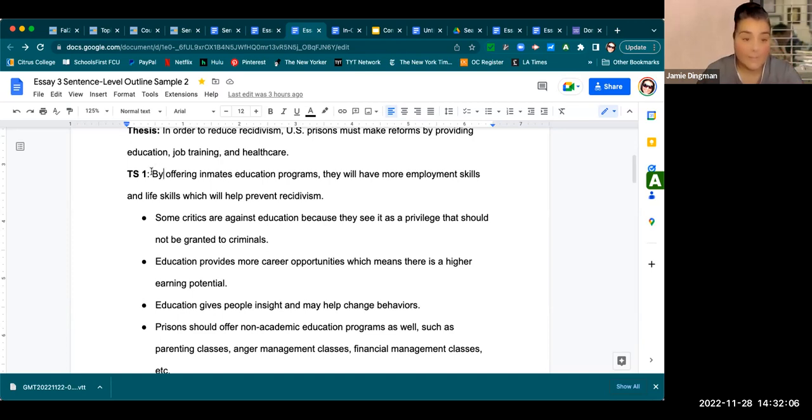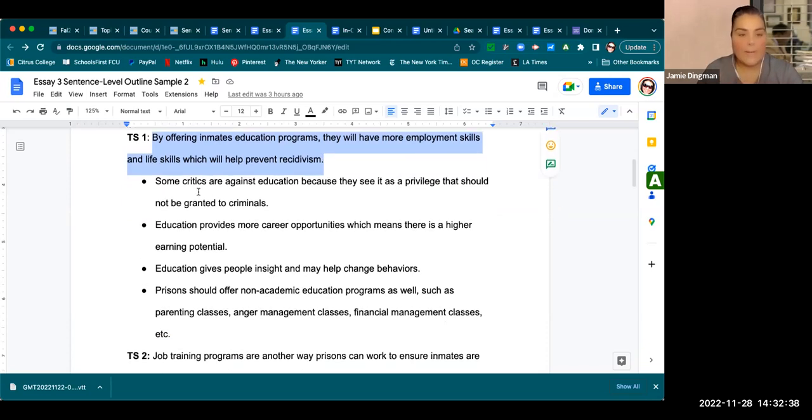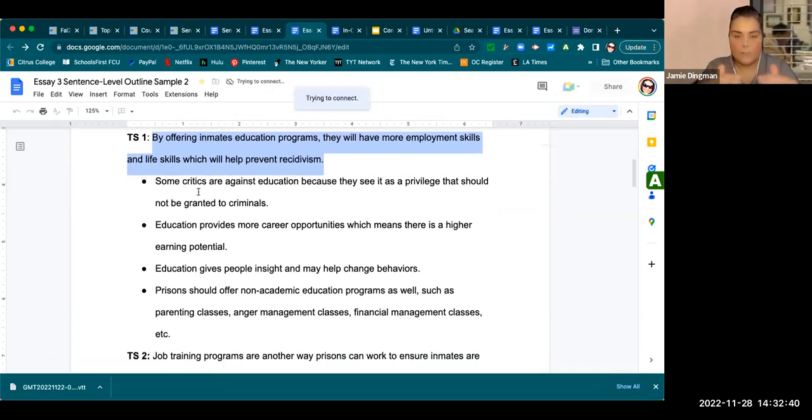So let's take a look and see if they have a clear topic sentence that is making a claim. So we have topic sentence: by offering inmates education programs, they will have more employment skills and life skills, which will help prevent recidivism. Okay, that's clear. And they're making an arguable claim. So we have a clear claim up there in the topic sentence. They're making the claim that education leads to employment opportunities, which prevents recidivism. Then we have their subpoints throughout that paragraph.